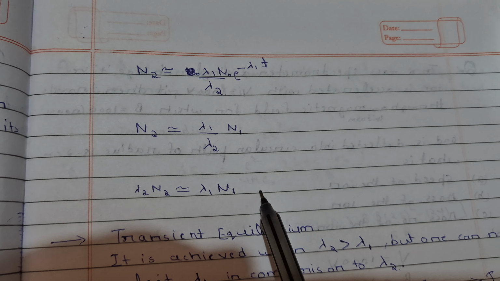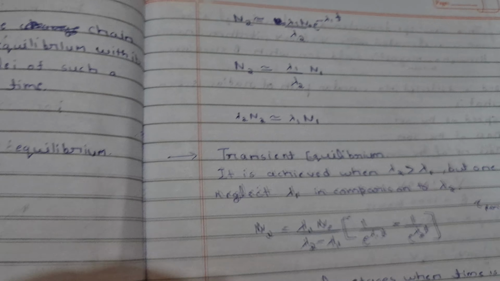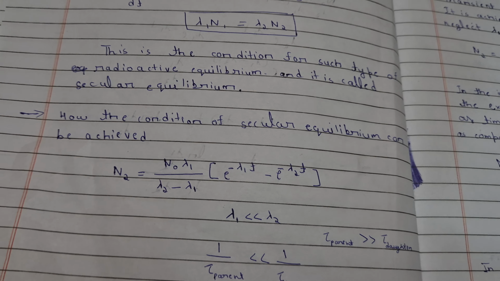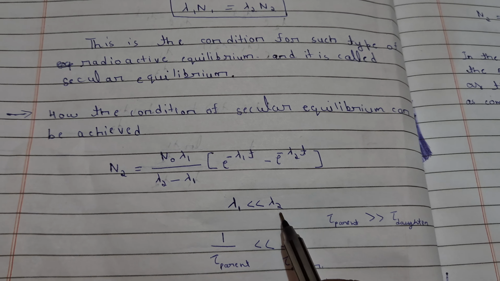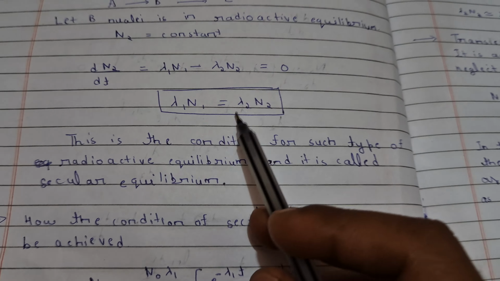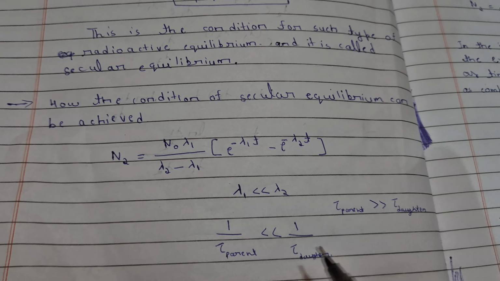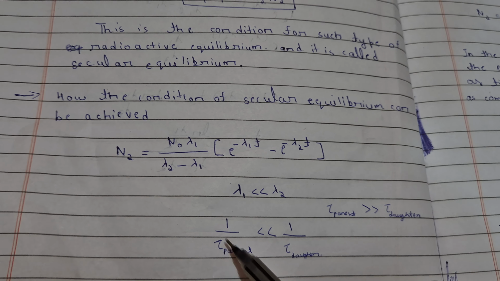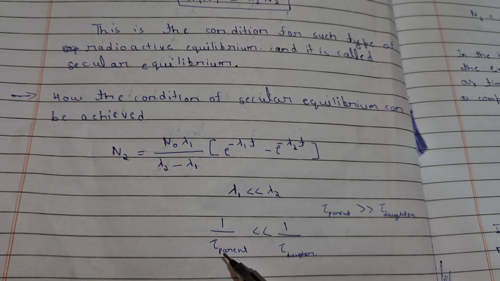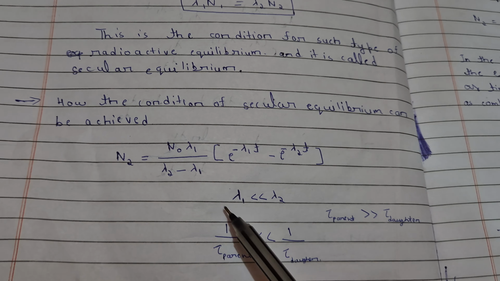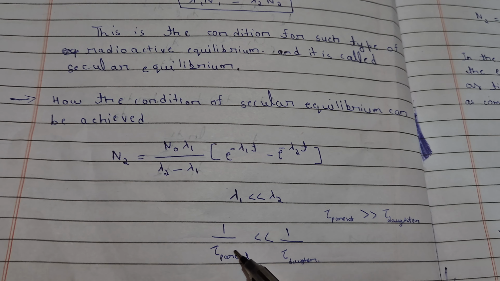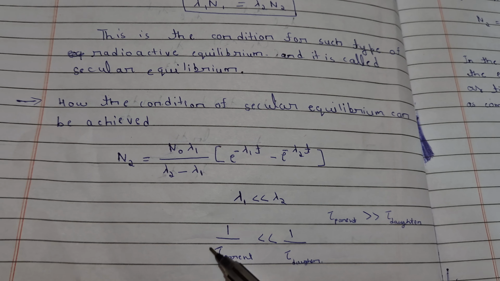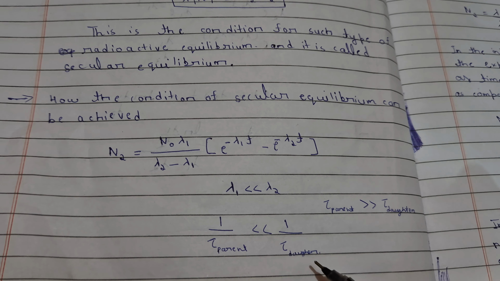So we achieved this condition by what factor? What did we consider first? We considered that lambda 1 is less than lambda 2. Only then do we get this condition. So what is the conclusion here? This lambda 1 is nothing but 1 upon tau, that is the average mean lifetime of the parent nuclei, and this is for the daughter. And if lambda 1 is very small, that means the average mean lifetime of the parent nuclei is very large as compared to the daughter.